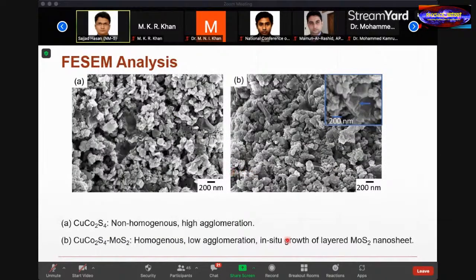The morphology of the as-prepared nanocomposite and copper-cobalt sulfide was investigated via FESEM. In this figure, we can see that the prepared copper-cobalt sulfide particles are non-homogeneous and highly agglomerated. On the other hand, this nanocomposite is homogeneous and less agglomerated. Interestingly, in the inset view, we can see a layered structure of MoS2. This indicates an in situ growth of layered molybdenum sulfide nanosheets during the hydrothermal process. This also indicates a successful formation of the nanocomposite.